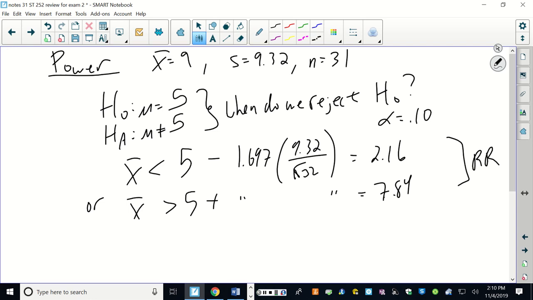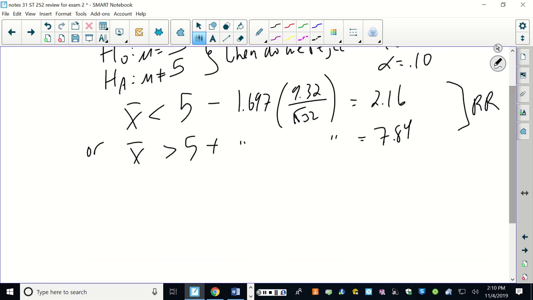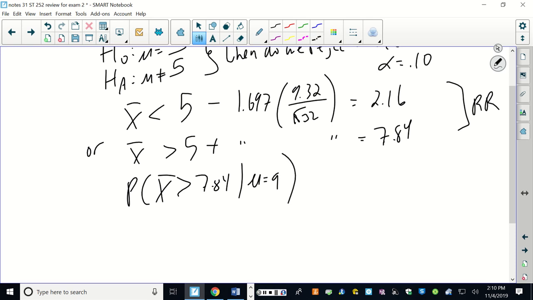Right? What's the probability of that? Well, the first one's really, say, suppose that the alternative really is 9. Right? What's the chance that we're less than that? Right? So what's the probability that x bar is greater than 7.84 if the mean is really 9? So under the alternative. Yeah. For power.